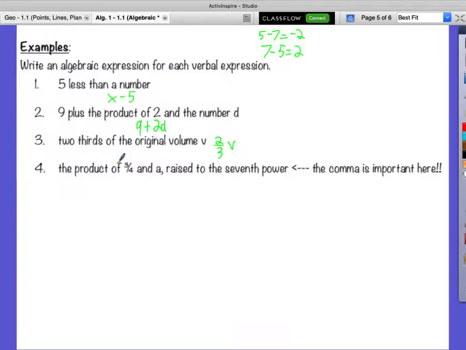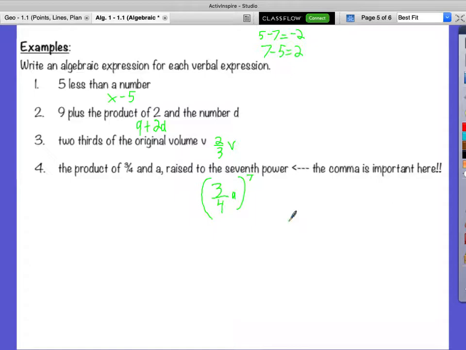The comma is important here, right? And not only does it say the comma is important here, there's some explanations. The comma is important here! Okay. So the product of 3/4 and A, raised to the 7th power. Anybody have an idea of how we would interpret that with that comma being there? Okay, Ray, what are you thinking? 3/4 A in parentheses and 7 on the outside. Very good. 3/4 A in parentheses and the 7 as an exponent on the outside.